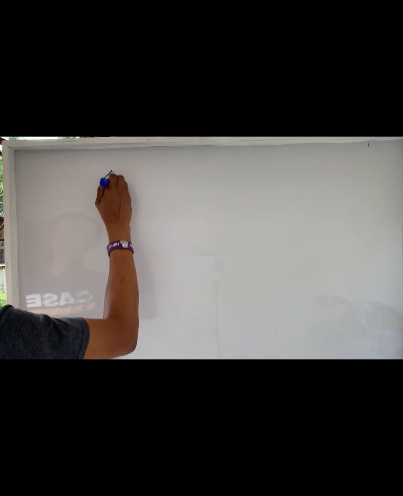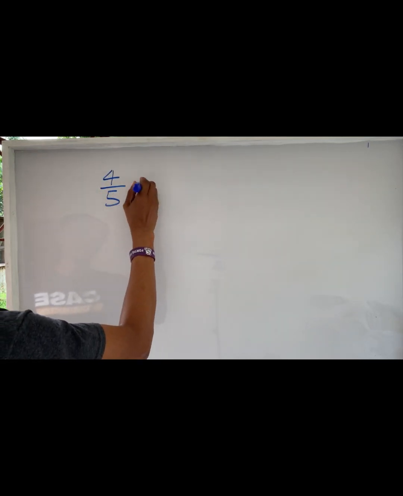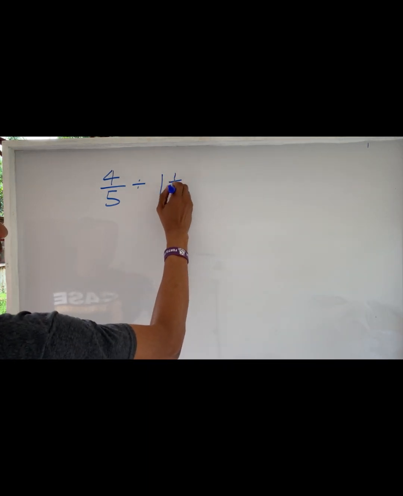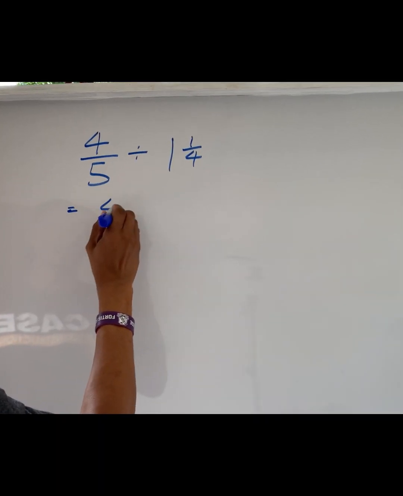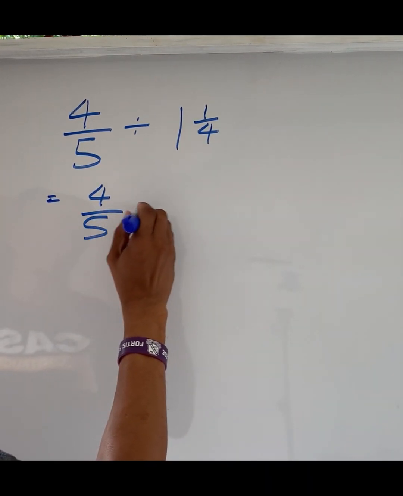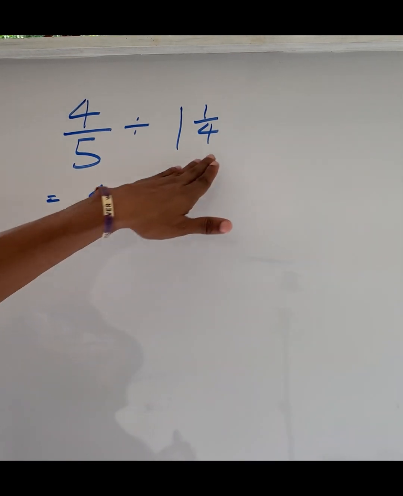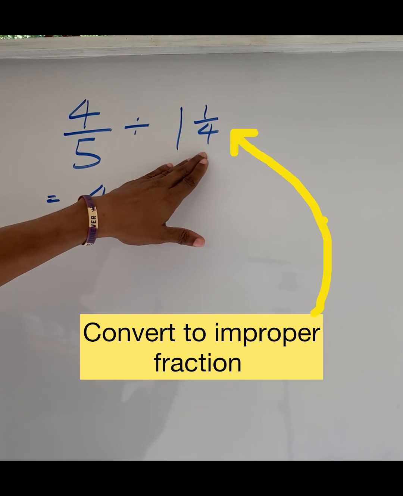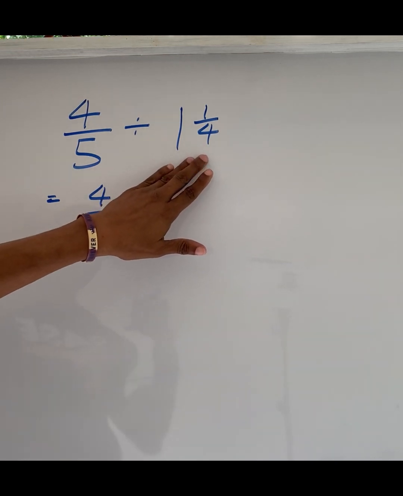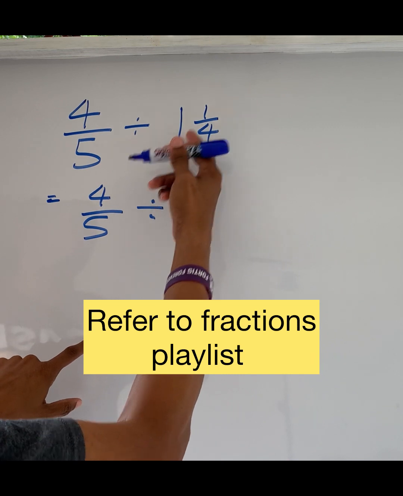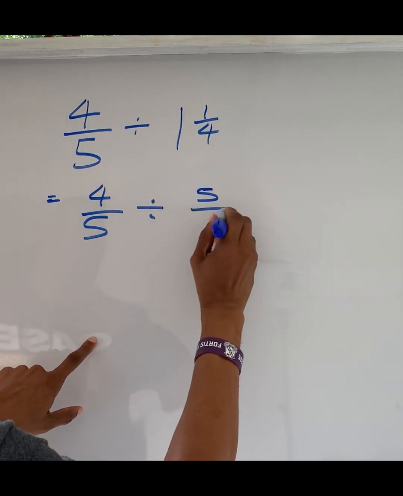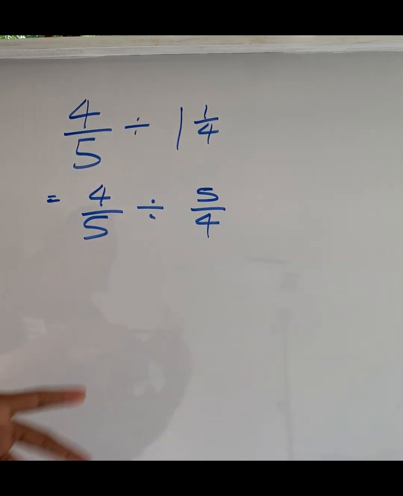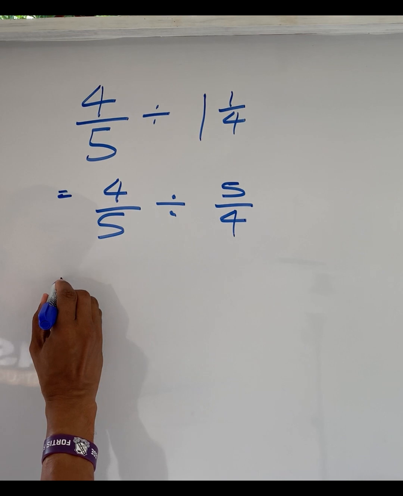Okay, guys, let's move on to another example. So here we have 4/5 divided by 1 and 1/4. Let's put back the division sign for now, because what we have to do first is to convert this mixed number into an improper fraction. And how do we do that? We multiply 4 times 1 equals 4, plus 1 equals 5/4. So as you see, we must always convert our mixed number to an improper fraction.